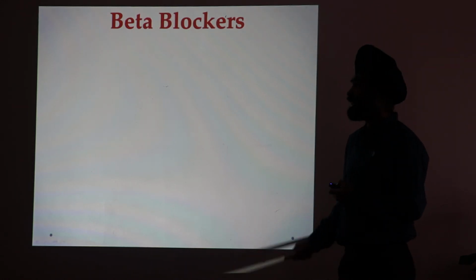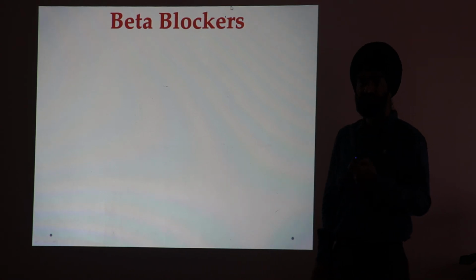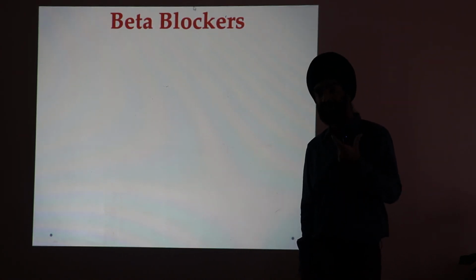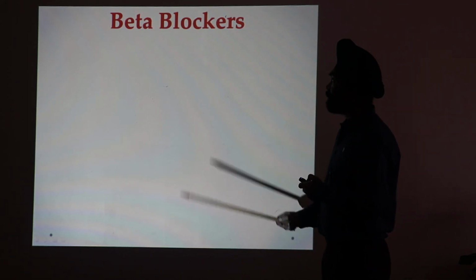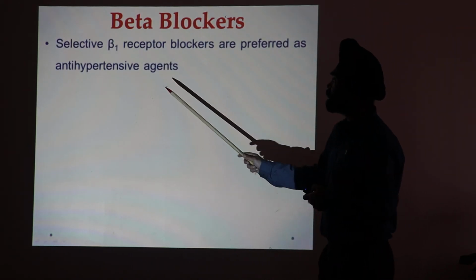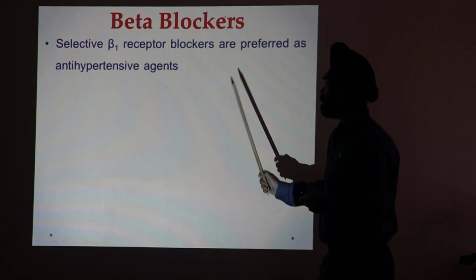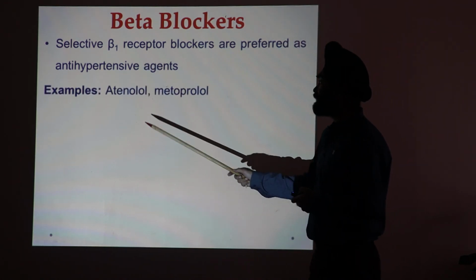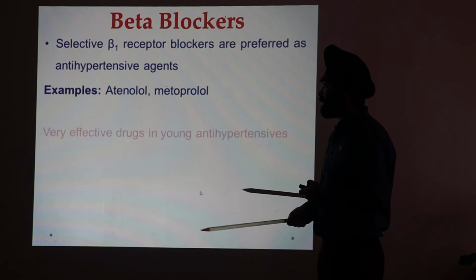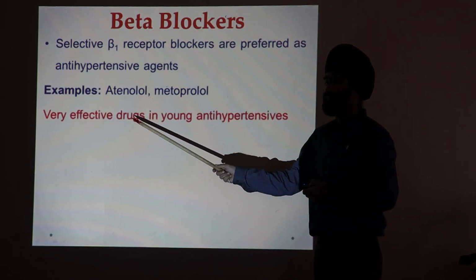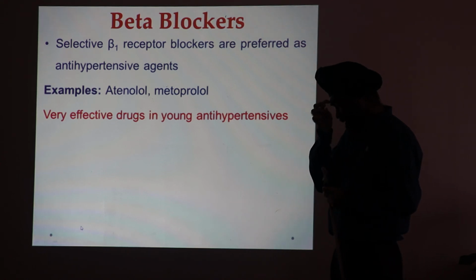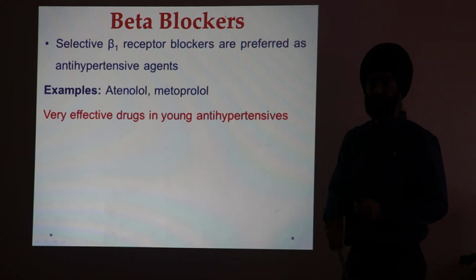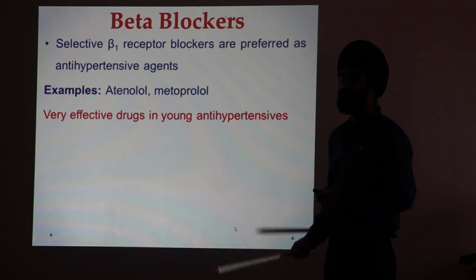Now another category, coming down to the beta blockers. So this was the first category, diuretics, in which the drug of choice was the thiazide diuretic. Coming down to beta blockers. In the beta blockers we use the selective beta 1 blockers. Examples: atenolol, metoprolol, these kinds of drugs. And these are very effective drugs if the person is of relatively young age. That means you can say persons less than the age of 60. Then we generally prefer beta blockers.